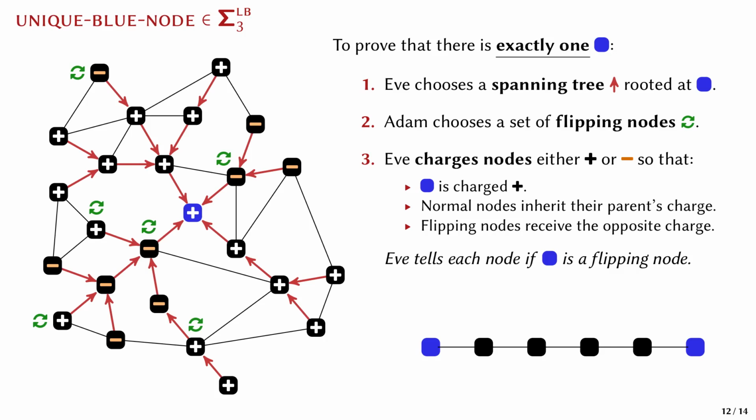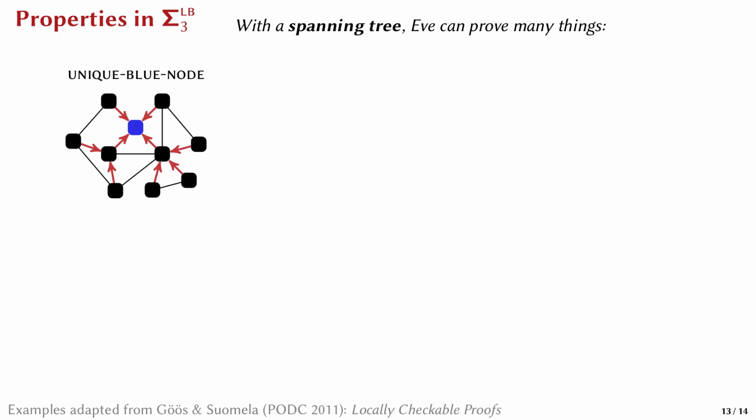Suppose Eve tries to cheat by constructing a spanning forest, like here. Then Adam can select just one of the roots as a flipping node, and Eve has no good response to that. No matter what she tells the nodes about the root, there will always be an inconsistency somewhere where two adjacent nodes see that they don't have the same answer. Great. So now we know how to express that there is exactly one blue node in the graph.